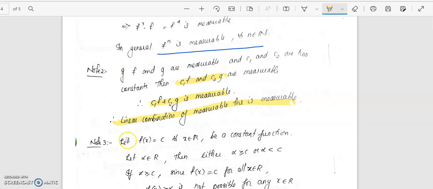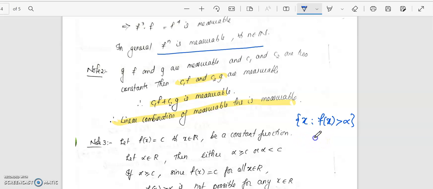Now the next result is, if f of x is a constant function, so let f of x equal to c for all x belongs to R, then in that case the set of all x such that f of x greater than alpha will be measurable. Now we need to prove this. So we are going to show that the set of all x such that f of x greater than alpha is measurable. Now f of x equal to c.